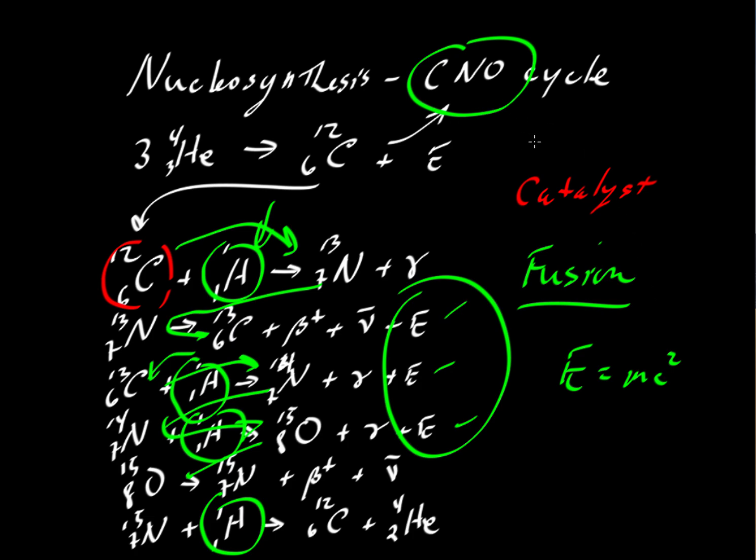And there are many other cycles. The CNO cycle is just one of the more well-known cycles, but there are many cycles that are like this that involve various combinations of protons, or rather hydrogen atoms and helium atoms, and then some combination of carbon and nitrogen, or carbon and oxygen, etc.